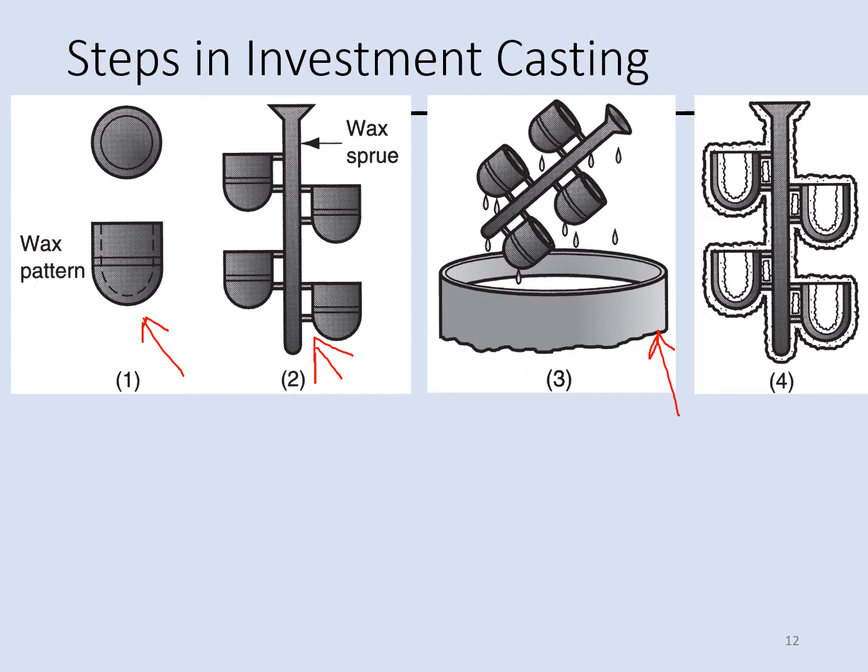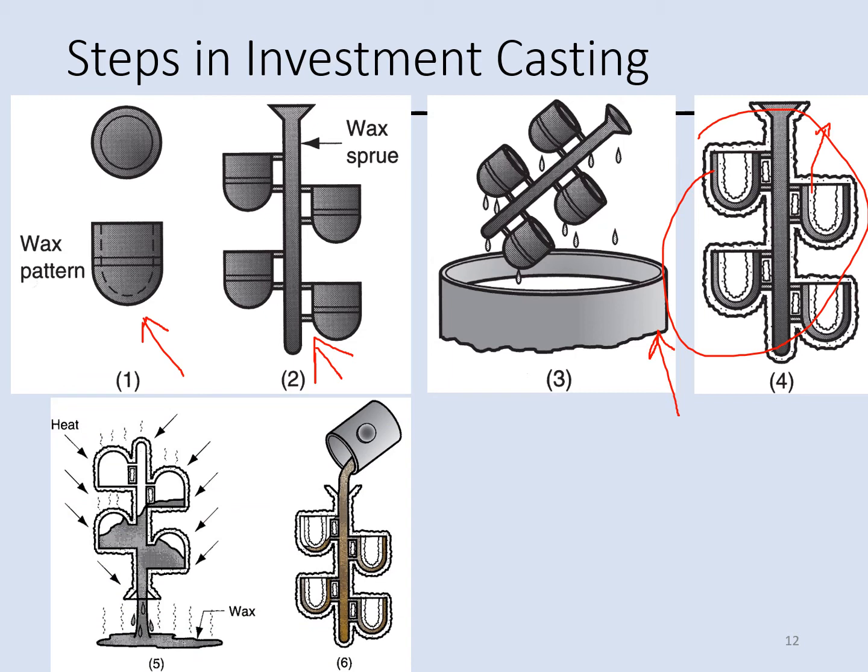Then the mold is held in the inverted position and heated until all the wax is melted, and then we allow it to drip out from that cavity. So all the wax is going to be taken out. So we don't have the wax pattern inside this mold anymore, like this picture. All the wax is gone now. Then we have the mold ready for the casting process.